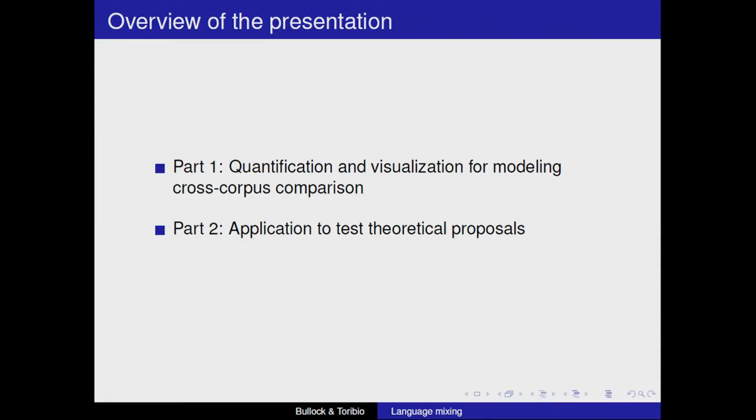This is important for us because it would afford us, and all of you, the ability to compare corpora in ways that are replicable and therefore more robust, so that even small data sets can be profitably exploited, right, to bring us big findings. For the presentation today, we're going to divide our talk into two parts. I'll begin and then Barbara will take up. First, we're going to discuss how it is that we come to quantify and visualize so that we can model corpora for comparisons. And then we'll move on to applying these methods and metrics to test some theoretical proposals regarding language mixing.